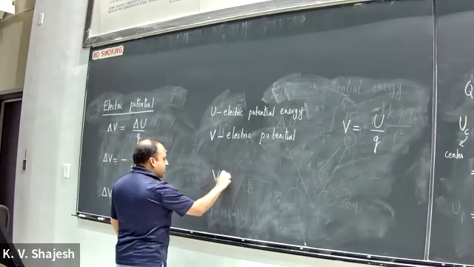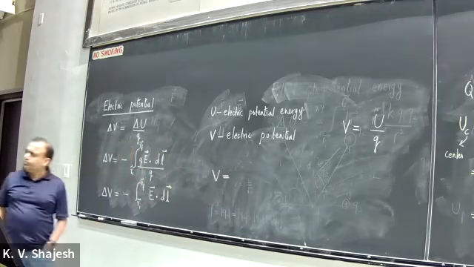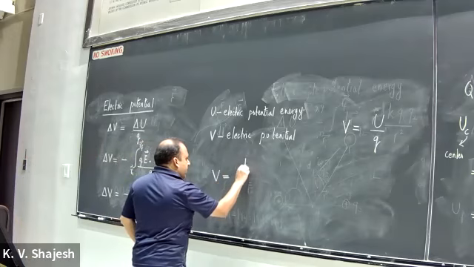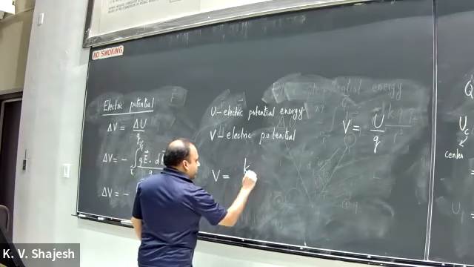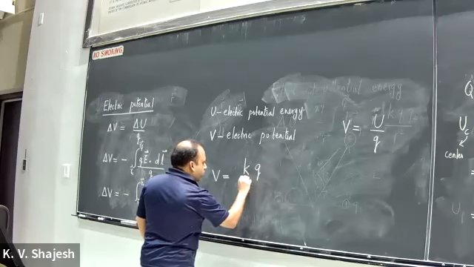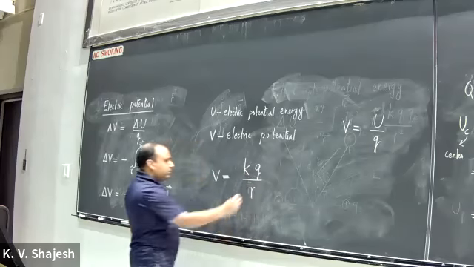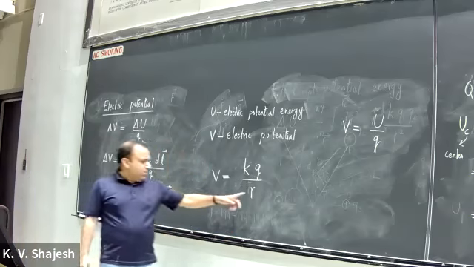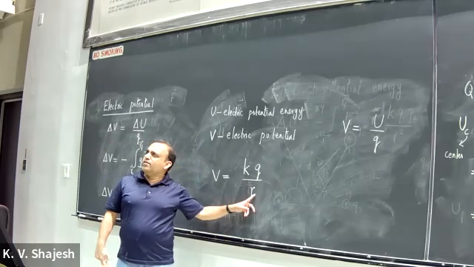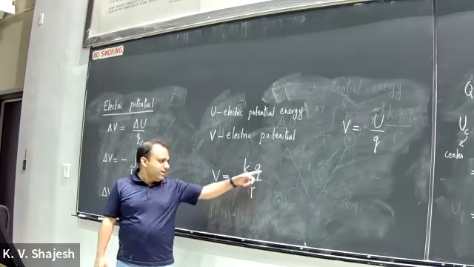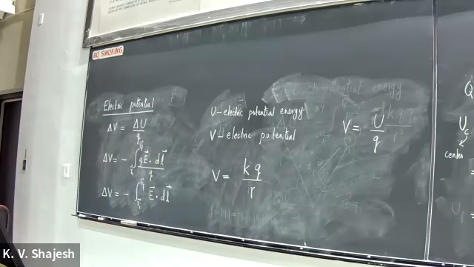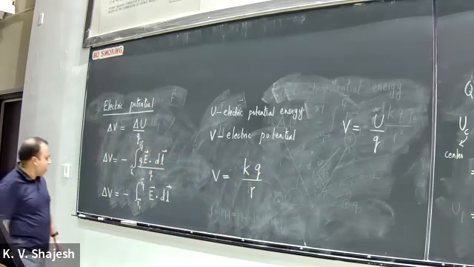And V comes out to be, again with reference to infinity, which you can choose to be 0, simply kQ1/R. You first strip out the length in the denominator, that gave you the energy. Now you take away the charge from the numerator, and that gives electric potential. So that gives you 4 quantities that are interrelated.